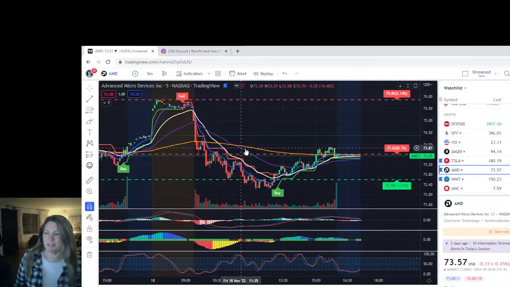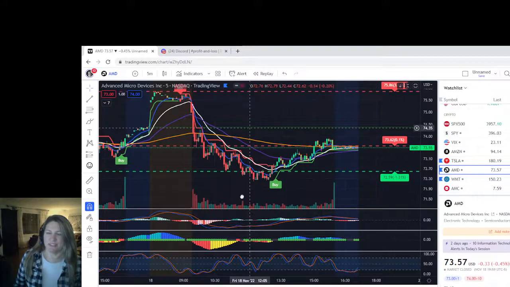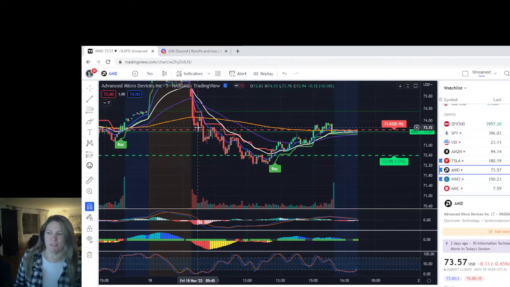So yeah, that's basically the strategy. We also use previous day high and low. If the first 5 candles close within the range, it typically stays within the range. So we use that to help determine which way the market is going as well.